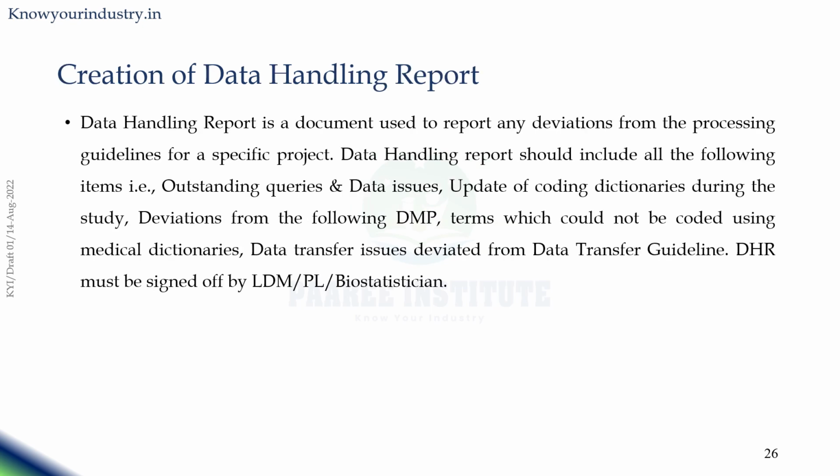Creation of the data handling report. This is the document which becomes available during your finalization activity. It is used to report any deviations from the processing guidelines for a specific project. It also includes outstanding queries, data issues, updates of coding dictionaries during the study, deviations from the DMP, and terms which could not be coded using the medical dictionary. Other than that, data transfer issues deviating from your data transfer guideline. Those things are to be identified in your data handling report, and the same is to be signed off by the lead data manager, project lead or biostatistician and any other relevant stakeholders.